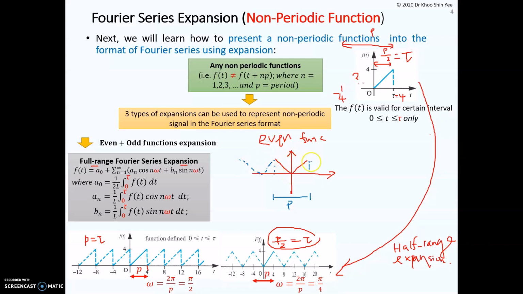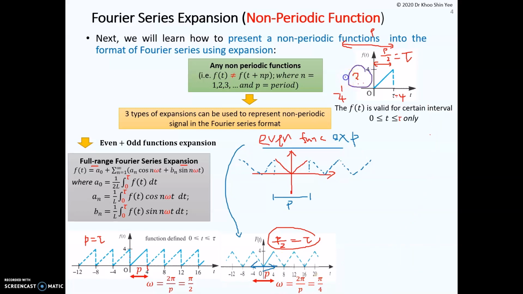So you have one period, this is another period, this is the next period, and you can keep continuing. So we are actually doing the even function expansion, and this is the result. Since the period is equal to 8 in this case, substitute inside this formula 2 pi divided by 8, you obtain the omega equal to pi over 4.